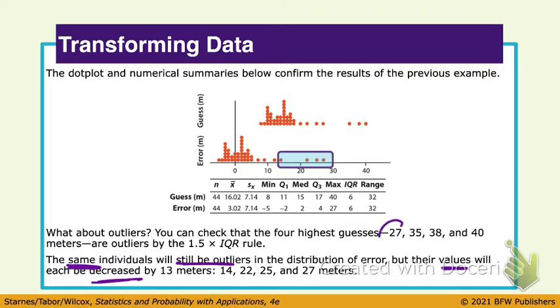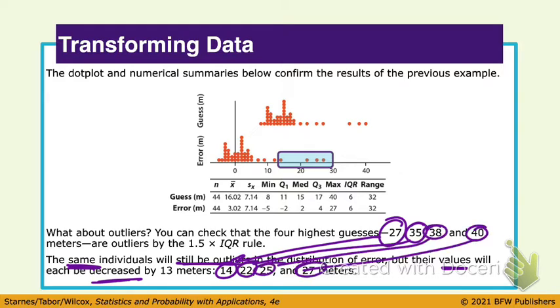So my original outlier of 27 is now 14. My original outlier of 35 is now 22. 38 is now 25, and 40 is now 27.